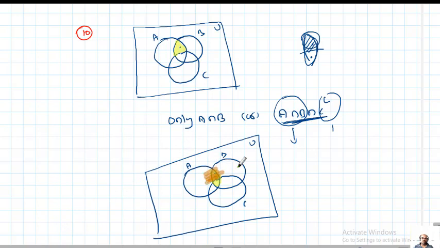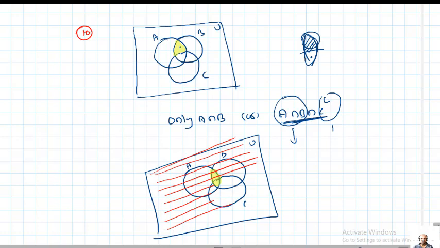Okay, not a good color. I don't like this. Wait. Except C, we want to shade everything. See, I am using red color horizontal lines. That region is for C complement. Except C, observe, everything is shaded in the universal set.